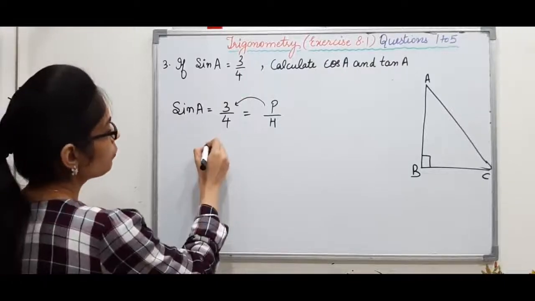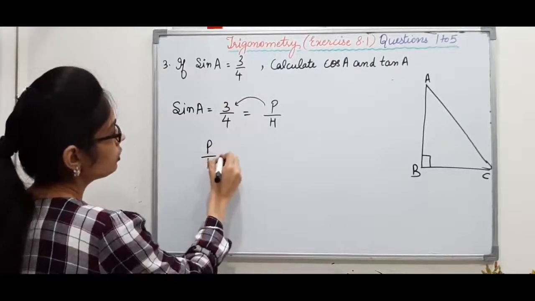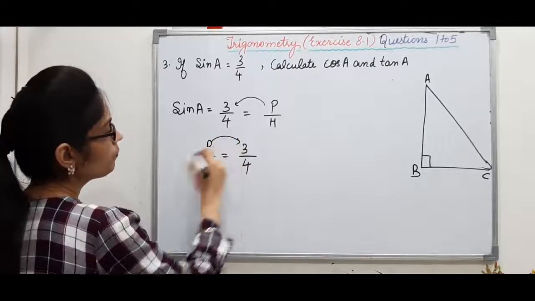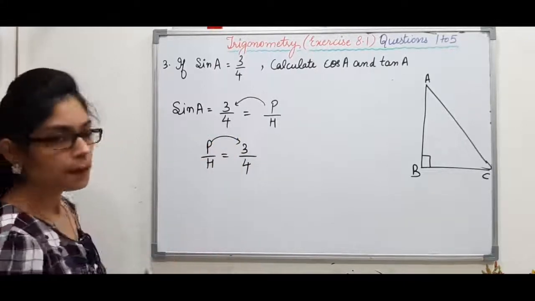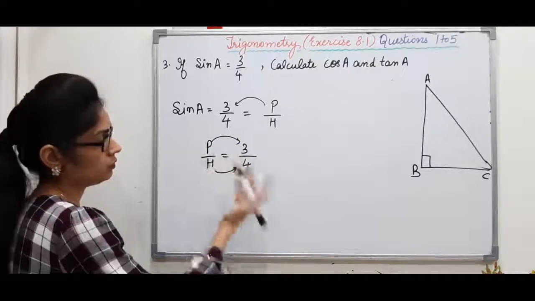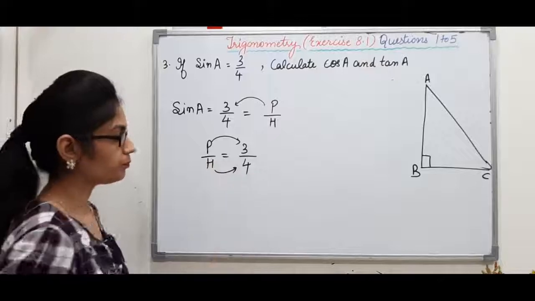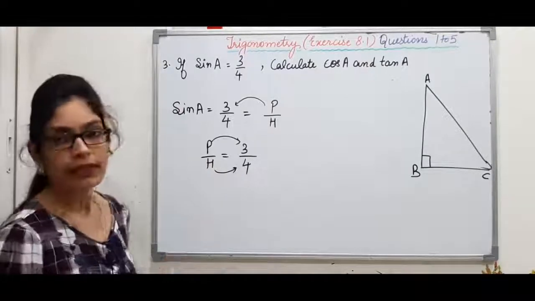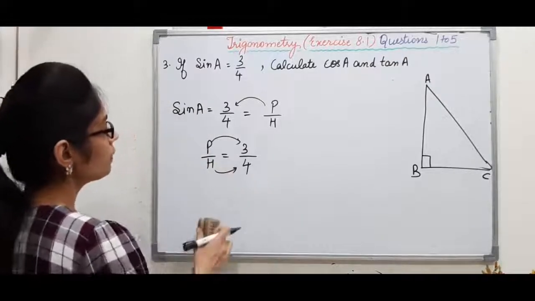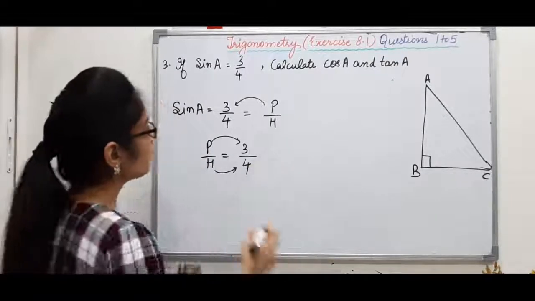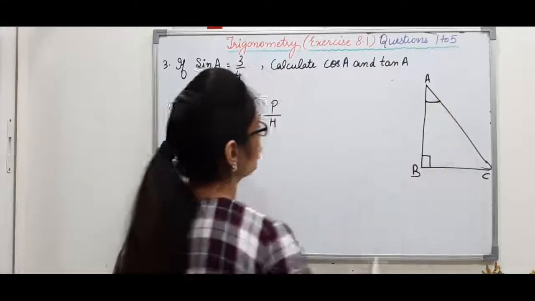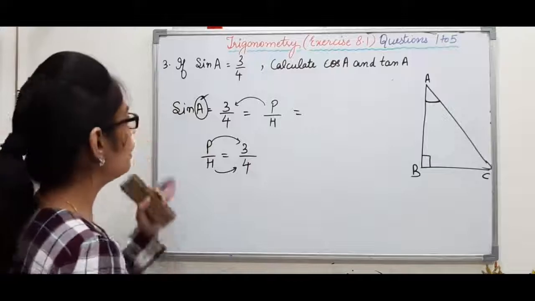So we can see P upon H is equal to 3 upon 4. So P is some multiple of 3, and the hypotenuse is a multiple of 4. Whenever any ratio is given to you, we will assume with respect to A. First of all, this angle is also given to us. So with respect to this we have to assume. I'll just write the values.